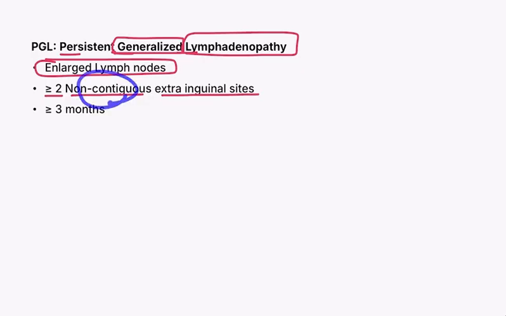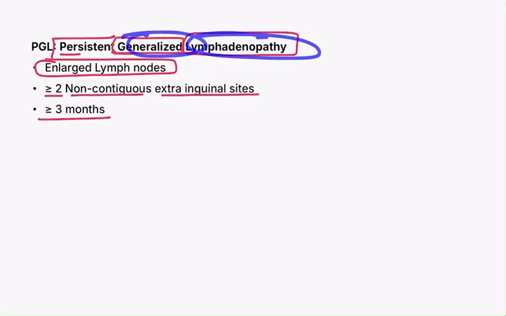So they should be 2 separate sites, and there should be 2 or more than 2 such lymph nodes. But then I've understood that, okay, that's why they called it generalized, because they should not be in the same site, they should be at different sites. And persistent will tell me finally that this is going to last or should be there since at least 3 months. So please note, there is enlarged lymph nodes which are at 2 or more than 2 non-contiguous sites which are non-inguinal or extrainguinal, and finally this is for equal to more than 3 months.